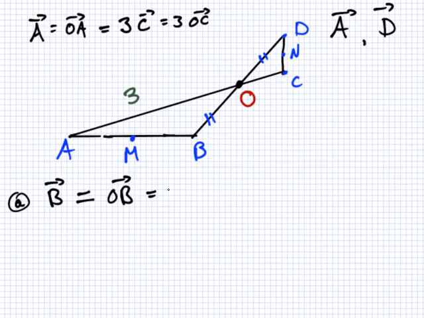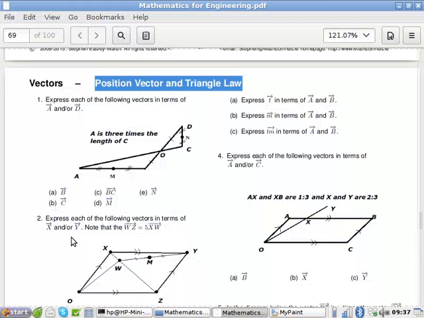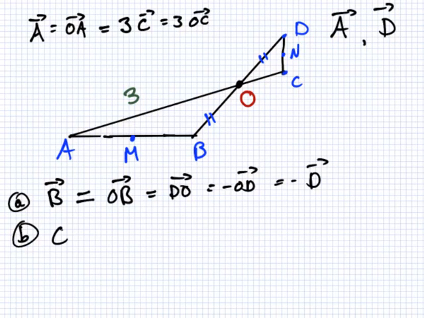Yeah, OB equals DO, which is equal to minus OD, which is equal to minus D. Okay, that's the first one then. B. C. So that's OC, which is, it's the opposite direction, so it needs a minus, and it's 3 times smaller, so it's minus 1/3 A.